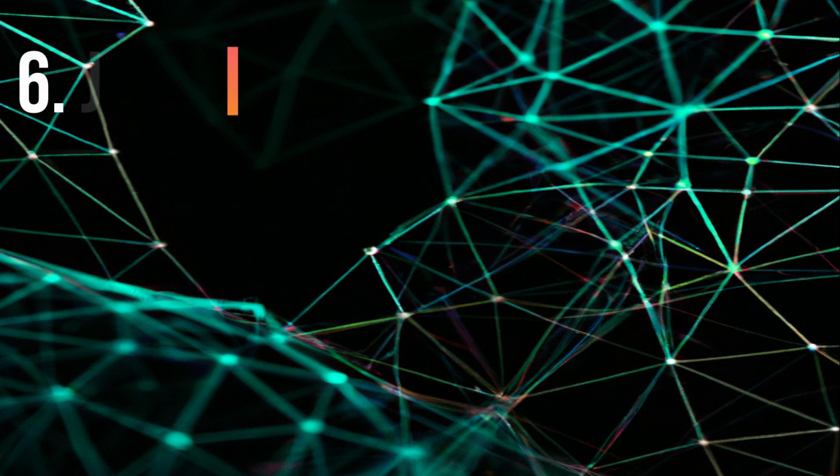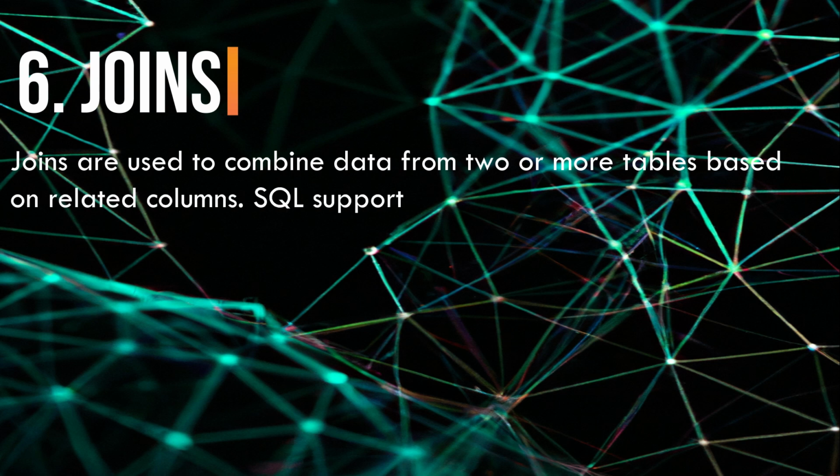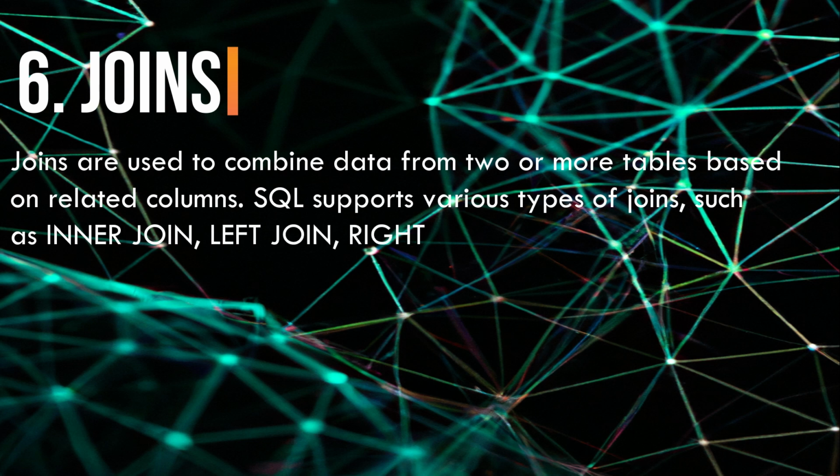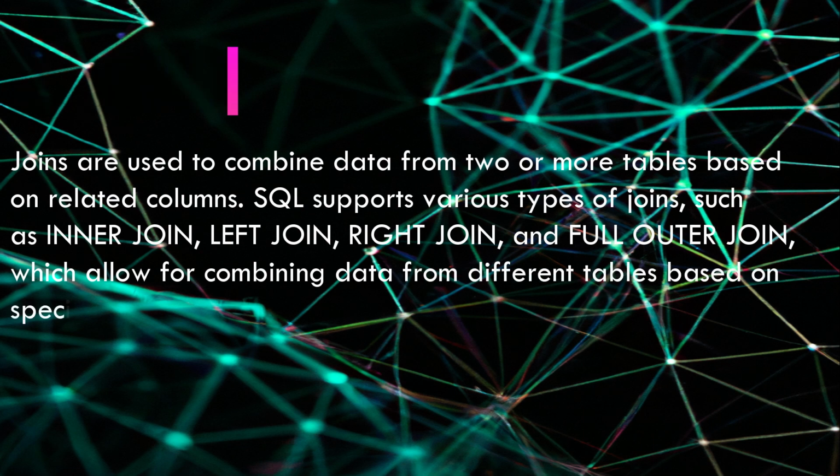6. Joins. Joins are used to combine data from two or more tables based on related columns. SQL supports various types of joins, such as inner join, left join, right join, and full outer join, which allow for combining data from different tables based on specified conditions.